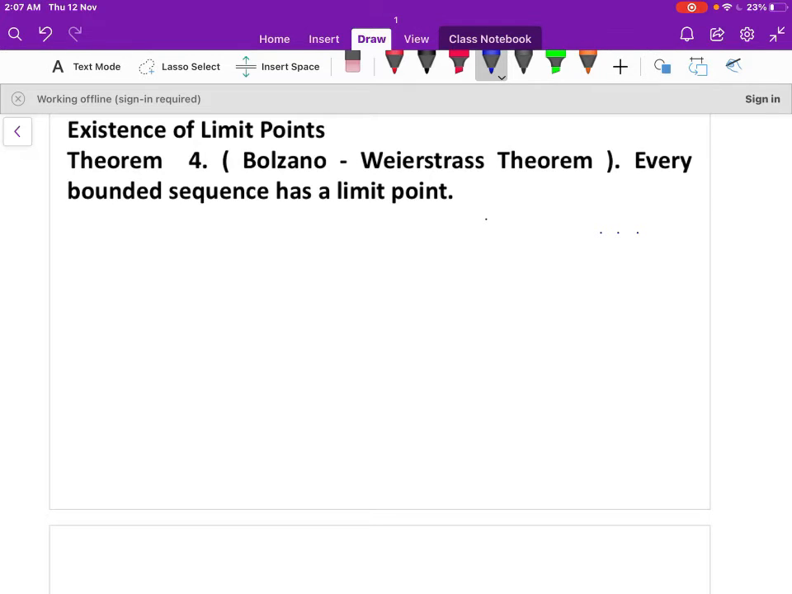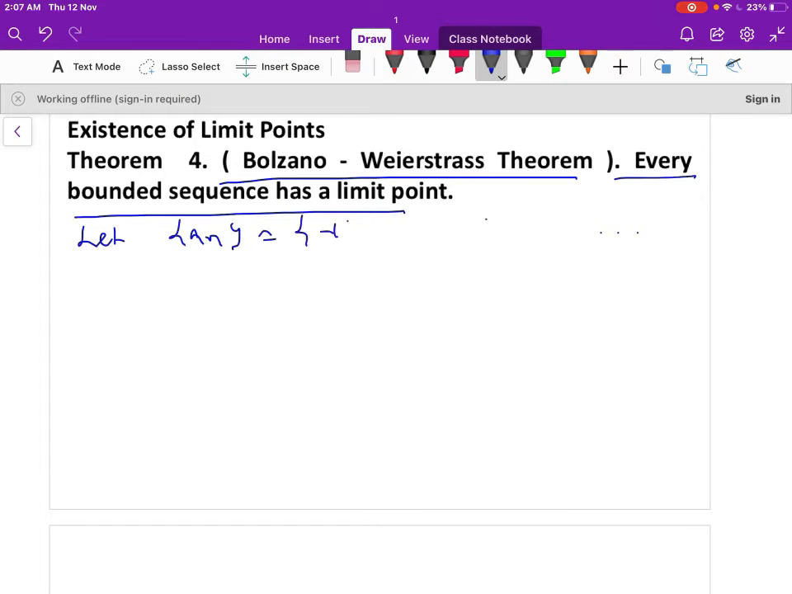Now we'll move to the existence of limit points. The Bolzano-Weierstrass theorem says that every bounded sequence has a limit point. Before moving to the proof of the theorem, let us take an example. Let the sequence a_n be equal to (minus 1) to the power of n. So the first term is minus 1, the second term is 1, minus 1, plus 1, and so on.